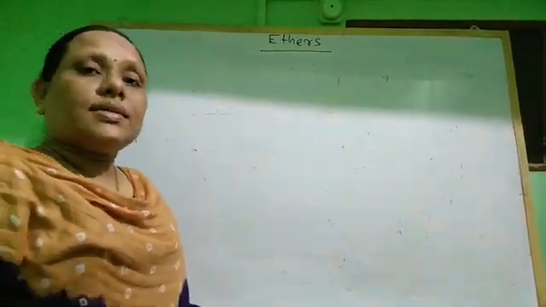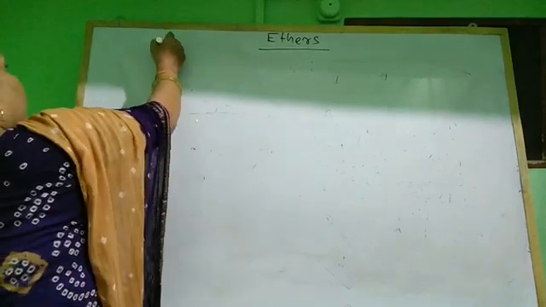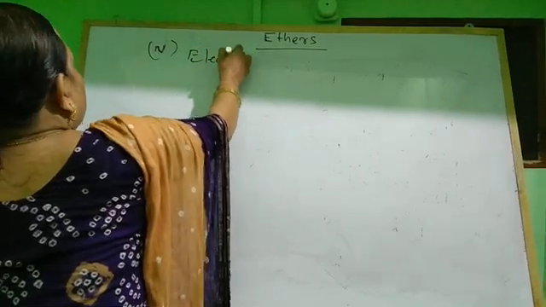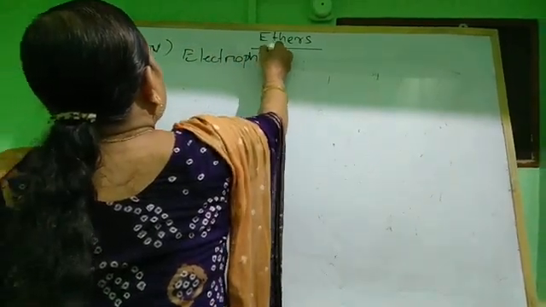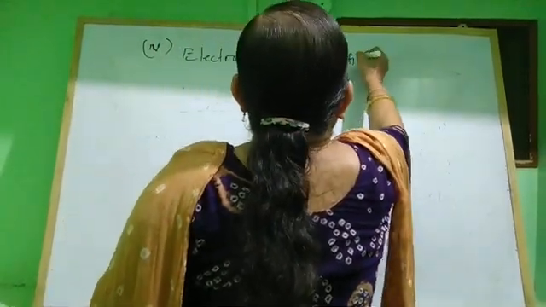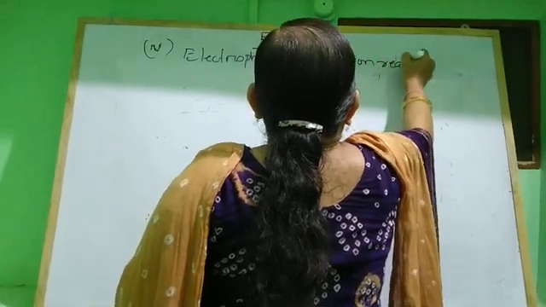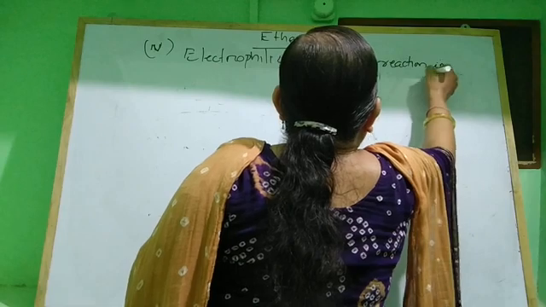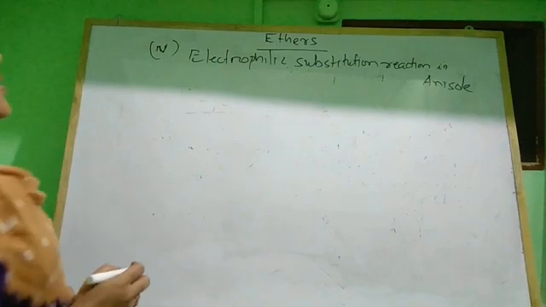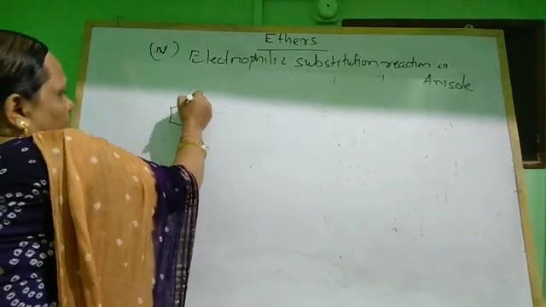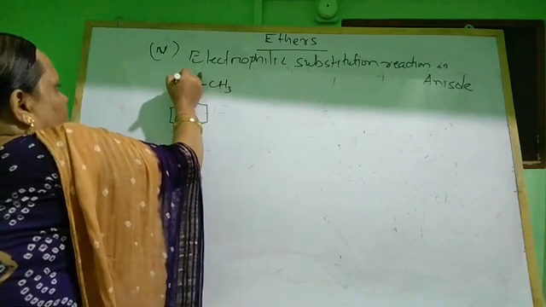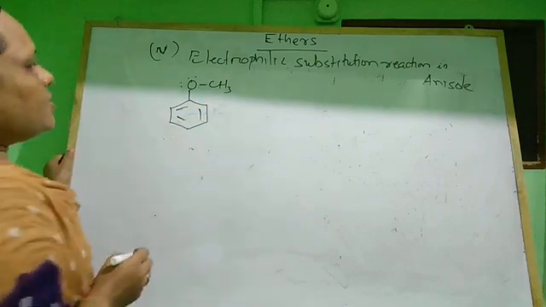Now let us discuss another chemical property, that is electrophilic substitution reaction in anisole. So anisole, you know, that is your methoxybenzene. So this is your anisole.